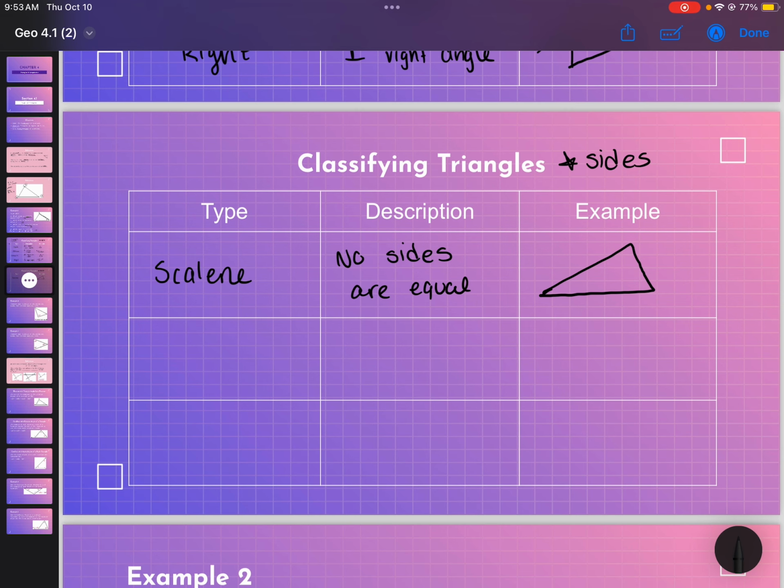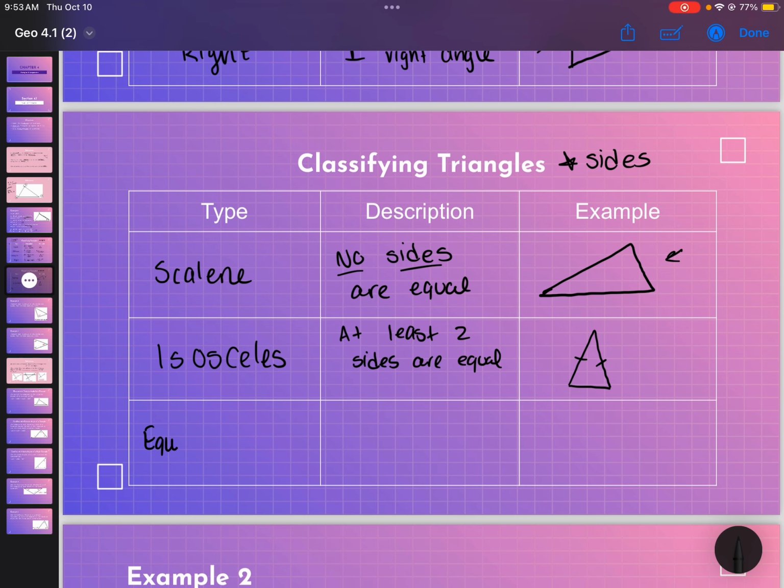Where were we? We were talking about scalene triangles, so no sides are equal. You'd have, and this is an example over here, none of these three sides congruent. None of those sides equal each other. Our next way that we classify by side is isosceles triangles, where you have at least two sides that are equal. An example of that would be this kind of triangle. I'm going to show you that those two sides are equal by using those little dash marks.